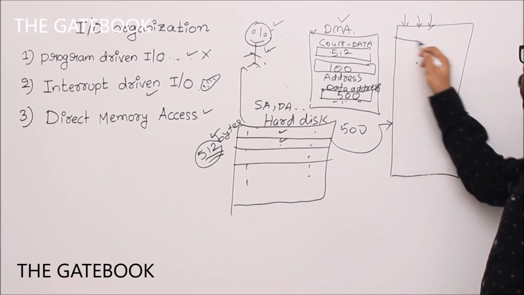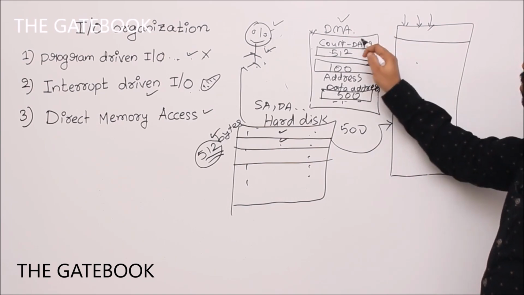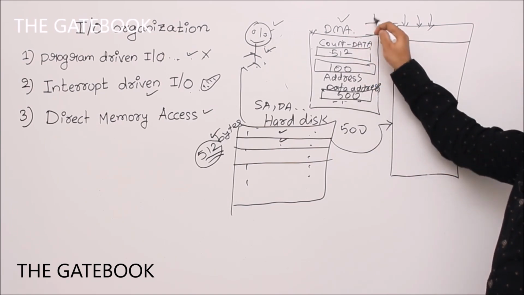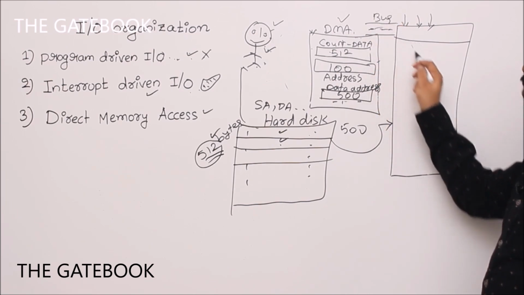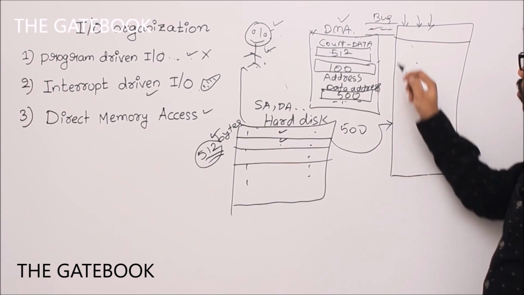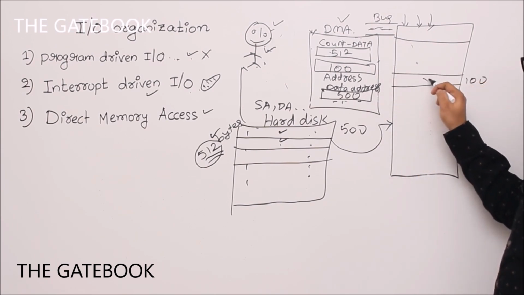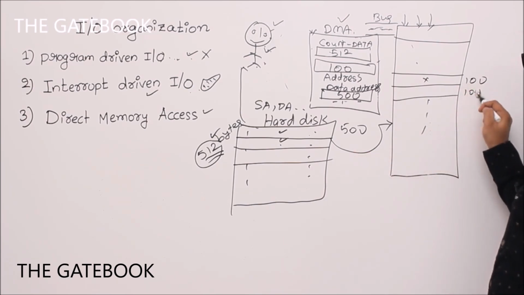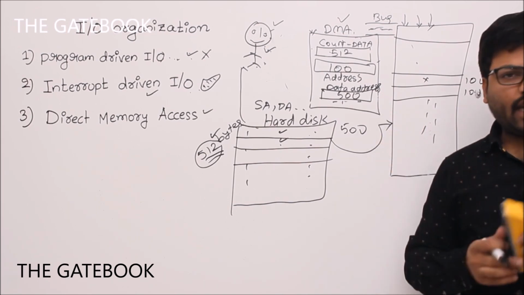It will go to main memory and communicate with main memory. One more thing, the DMA controller is also connected to the bus. So through this bus data will be transferred to main memory. Into main memory location 100 we send the data, then 101, and in that way all the bytes will be transferred. This is the way direct memory access will work.